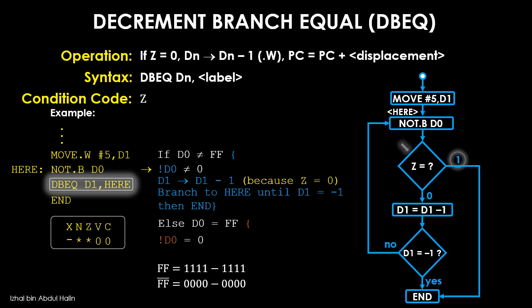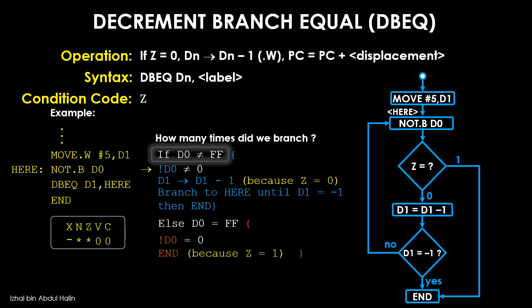Do you know how many times the branch is executed if D0 is not initially FF? Yes, 6 times. Recall that all DBcc instructions terminate when the loop counter is -1. In this example, our loop counter D1 was initialized to 5. Thus, the counter is decremented 6 times in order to arrive at -1. Therefore, if D0 is initially not equal to FF, the branch will be executed 6 times.